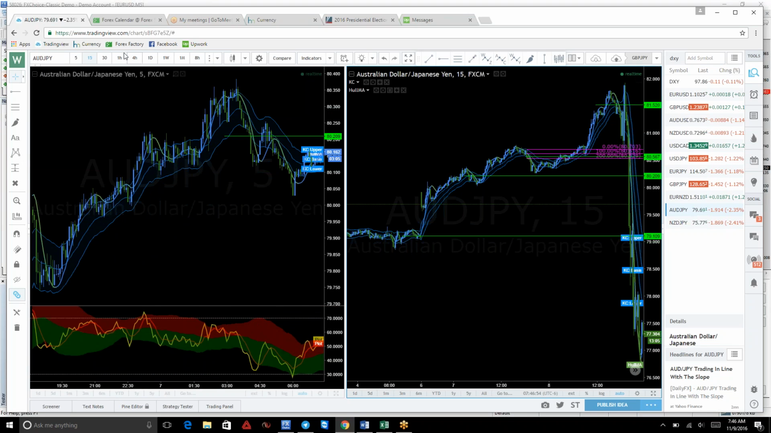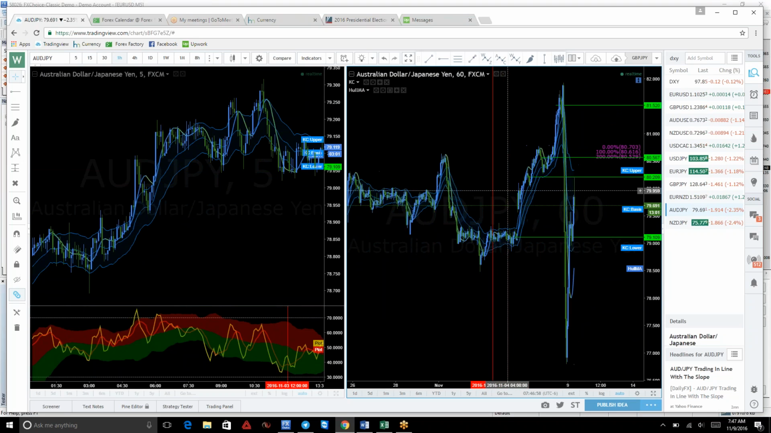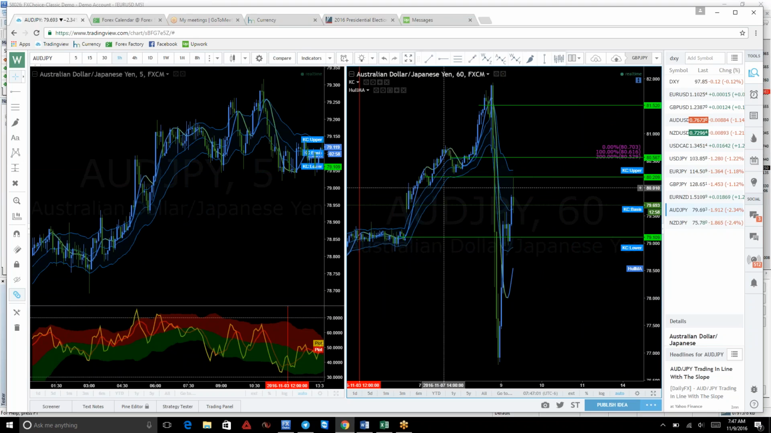And the higher you go up, the bigger those get. So if you go to an hour, the zone ends up being huge. So if you want bigger zones, bigger take profits, you just use a higher time frame.